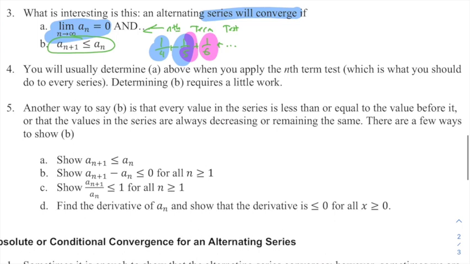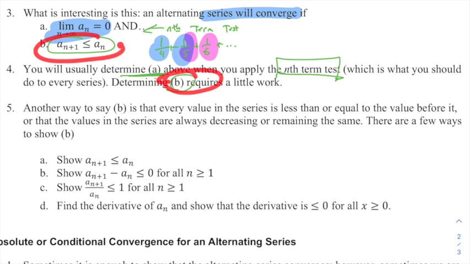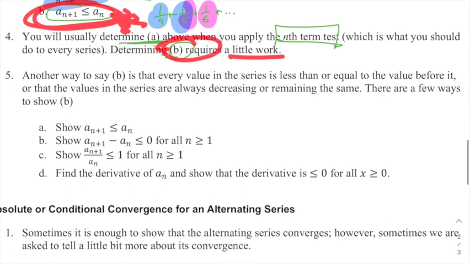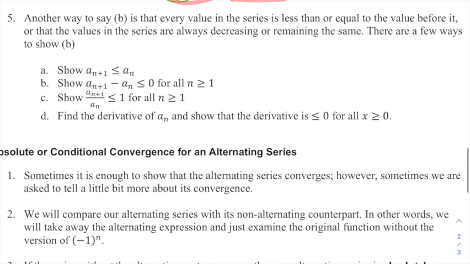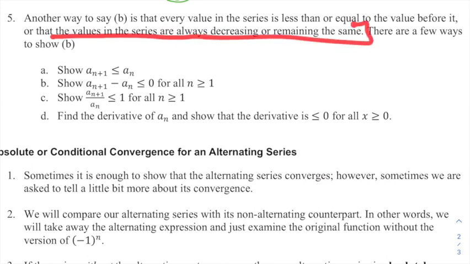And let's keep reading. You will usually determine A above with the nth term test, which you'll basically do to every series anyway, unless you can automatically see it's a p-series or geometric series. But determining this letter B, that the next term is smaller than the previous one or equal to it, requires a little bit of work. Another way to say that B, that second part, is that every value in the series is less than or equal to the value before it, or that the values in the series are always decreasing or remaining the same.